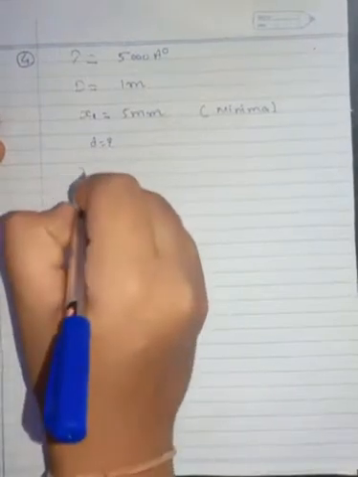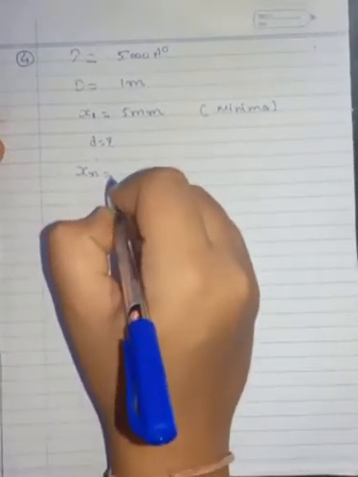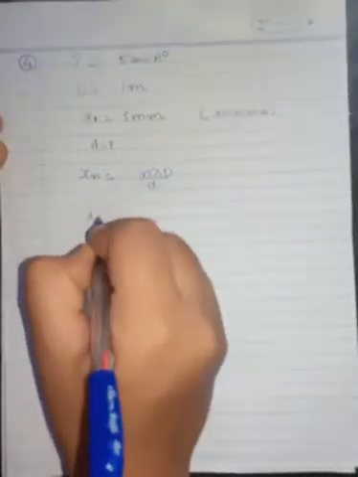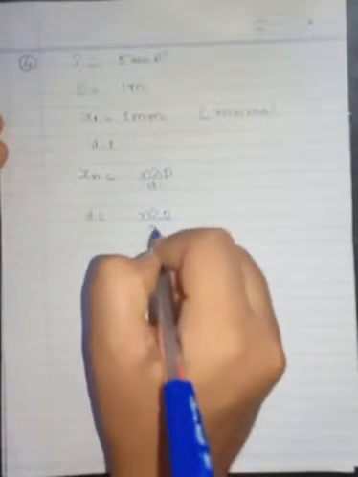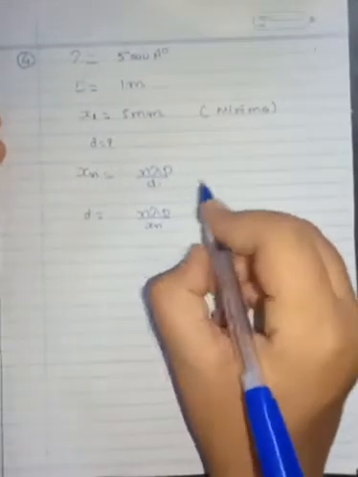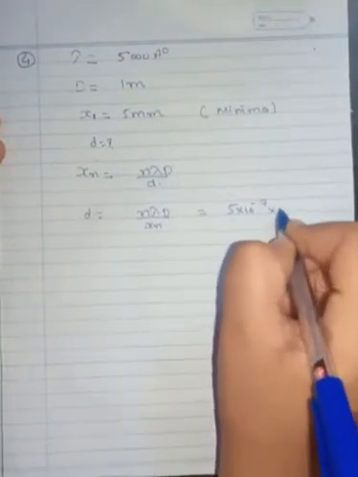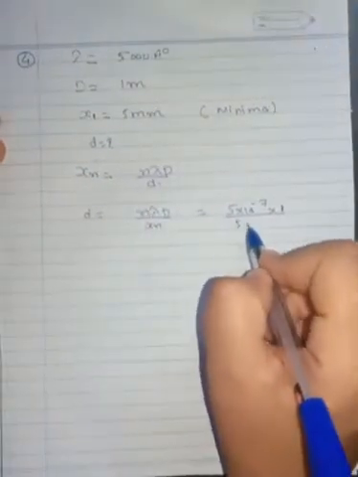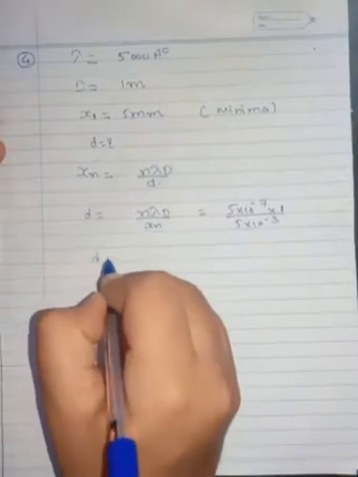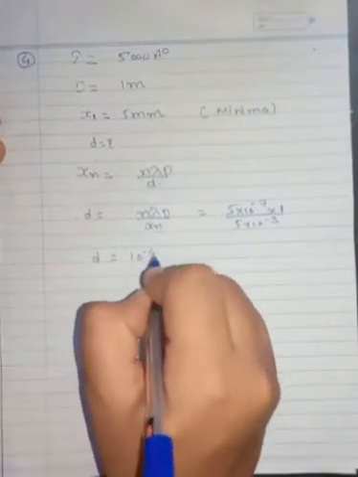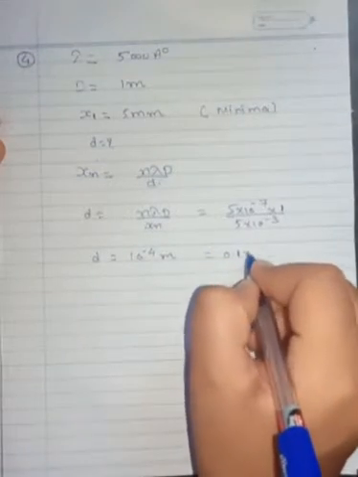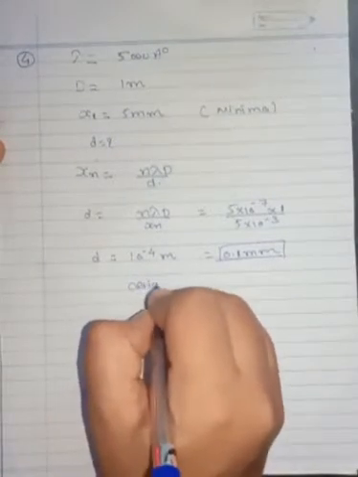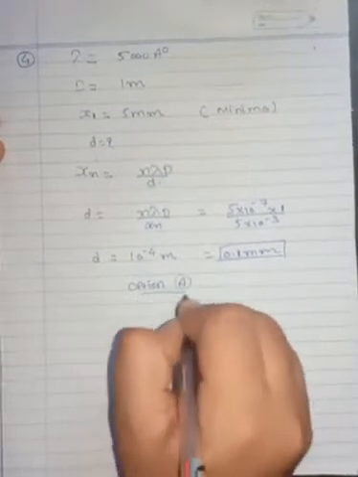We want to find the width of slit. Here the position of nth minima is given by n lambda capital D by small d. So d will be n lambda capital D by xn. N is 1, lambda is 5 into 10 power minus 7, capital D is 1 meter, divided by the position of first minima is given 5 millimeter. So d will be equal to 10 power minus 4 meter, that is equals to 0.1 millimeter. So option A is correct option.